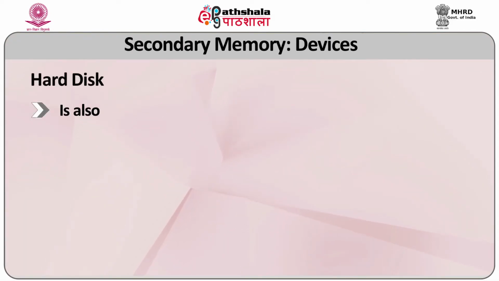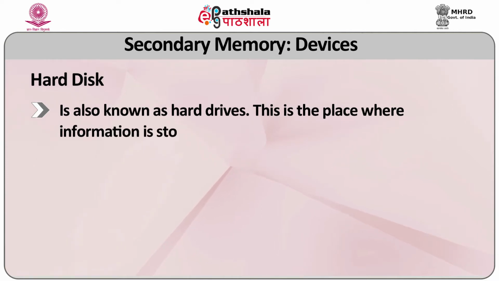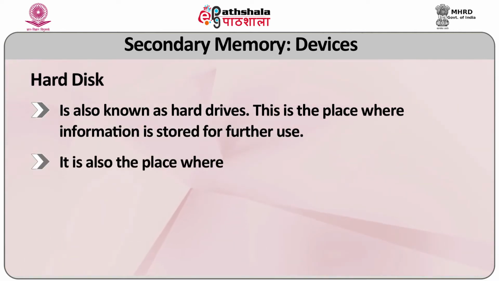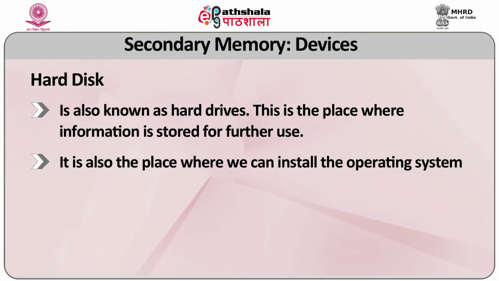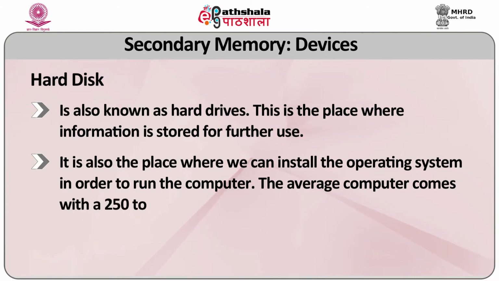Hard disk is also known as hard drives. This is the place where information is stored for further use. It is also the place where we can install the operating system in order to run the computer. The average computer comes with a 250 to 500 GB hard drive.